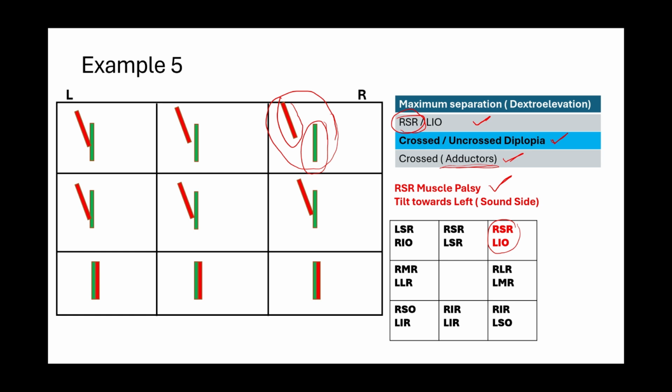Now how do we verify that our answer is correct? We know that if the superiors are palsied, the image tilts towards the sound side. Here the right superior rectus, the right muscle, is palsied. So the tilt has to be towards the left. Here we can see the tilt is towards the left. So our answer is verified. That is right superior rectus muscle palsy, which is seen as a crossed diplopia with a tilt towards the left side.